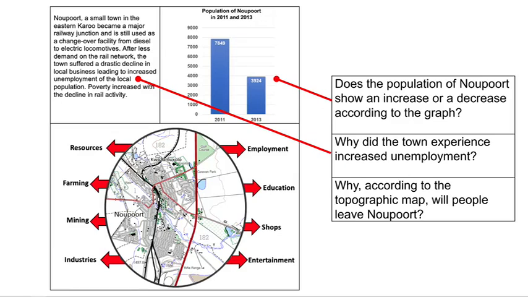The next one is: why, according to the map, will people leave Noupoort? Your answer is in the map. If you look at the map of Noupoort that we've got, I've put a few arrows here. In the map, you will pick up the following. Employment: there is really not a lot of employment going on. Education: there's only one or two primary schools there. Shops: you really don't see them here. No entertainment, I think there's only a golf course over there. Industries: actually, no industries here. No mining, no farming.